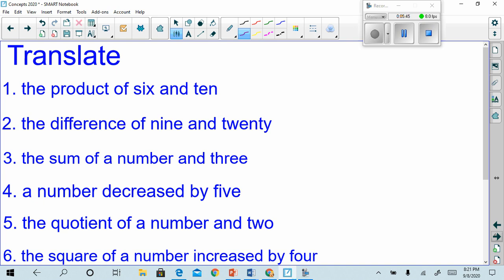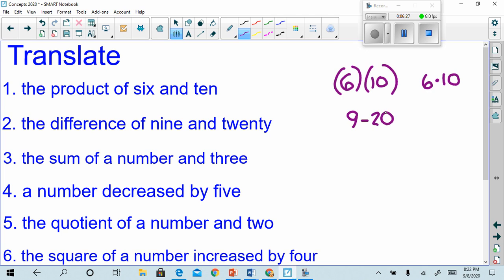Time to check. The word product, when we think about that list, means multiply. So the product of 6 and 10, I could have 6 parentheses 10, or I could have 6 with a dot 10. I'm not going to use that times symbol because it looks too much like the variable x. The difference of 9 and 20. Now, in this first one, I could have reversed this and had 10 times 6, but in the second one, order matters. The difference of 9 and 20 is 9 minus 20.